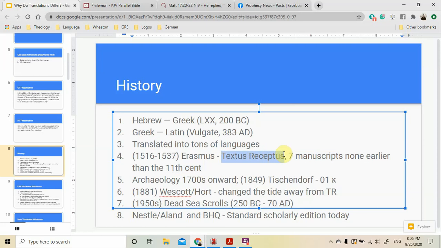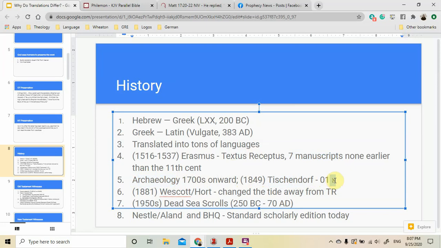This is the text that's behind the King James and the New King James. And then several scholars after him updated his work or modified things. They had a few more manuscripts. But things changed significantly when, in the 1700s onward, there's lots of archaeology done. And a notable one here is this guy named Tischendorf, whom Indiana Jones is modeled after.